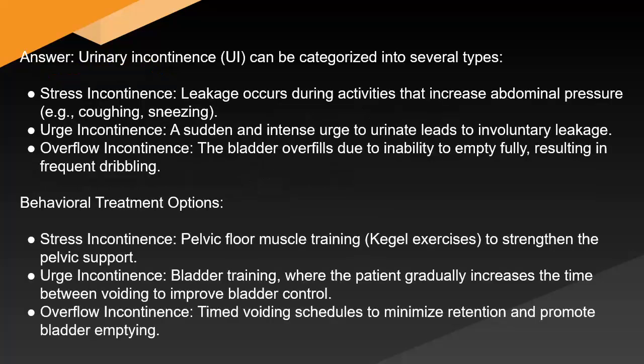Answer: urinary incontinence (UI) can be categorized into several types. Stress incontinence. Leakage occurs during activities that increase abdominal pressure, e.g., coughing, sneezing. Urge incontinence. A sudden and intense urge to urinate leads to involuntary leakage. Overflow incontinence. The bladder overfills due to inability to empty fully, resulting in frequent dribbling. Behavioral treatment options. Stress incontinence: pelvic floor muscle training, Kegel exercises to strengthen the pelvic support. Urge incontinence: bladder training, where the patient gradually increases the time between voiding to improve bladder control. Overflow incontinence: timed voiding schedules to minimize retention and promote bladder emptying.